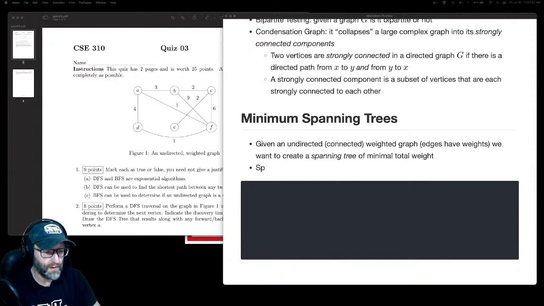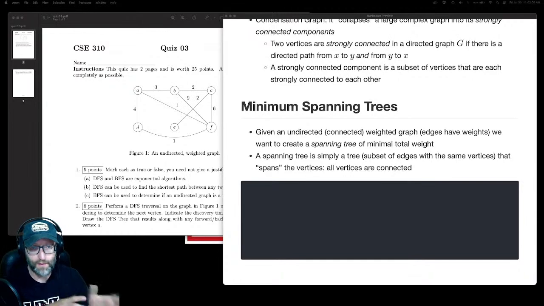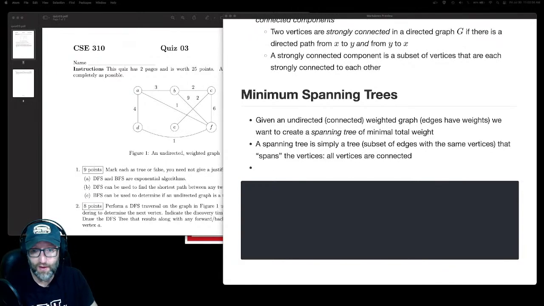A spanning tree is simply a tree that is a subset of edges with the same vertices that spans the vertices, right? All vertices are connected. It's basically you're not disconnecting the graph. You still, from any vertex in the spanning tree, you can get to any other vertex in the graph. But overall, and it's not necessarily the shortest path. In fact, you'll be coming up with a counterexample showing that a minimum spanning tree does not necessarily give you a shortest path algorithm. It spans the entire tree, and overall, the sum of all the weights in the tree is minimized. All right? So again, we usually think of these as connected graphs.